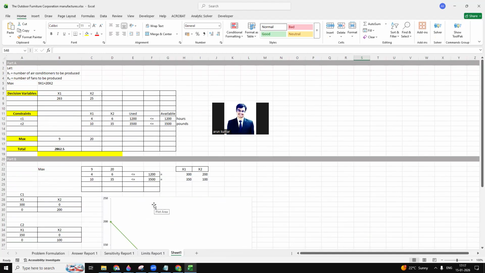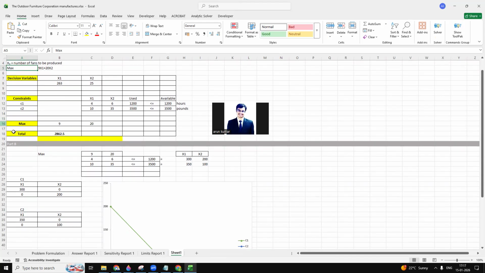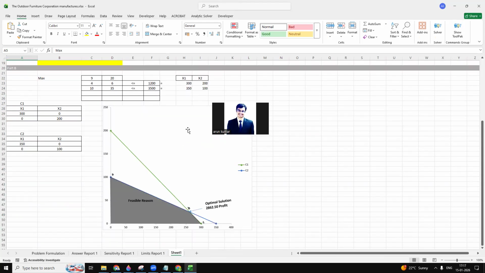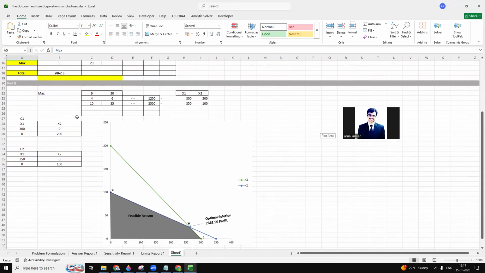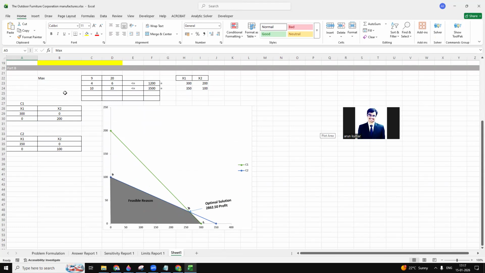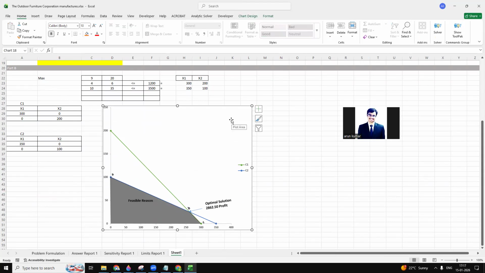And here I've used the Solver as well. So this is the Solver setup, the complete Solver setup, and the decision variables. And this is the graphical solution. You can see here, these are the lines, C1, C2, they are all the constraint lines. And the shaded portion here is the feasible region. I have solved this using the Excel graphical method as discussed in the question.